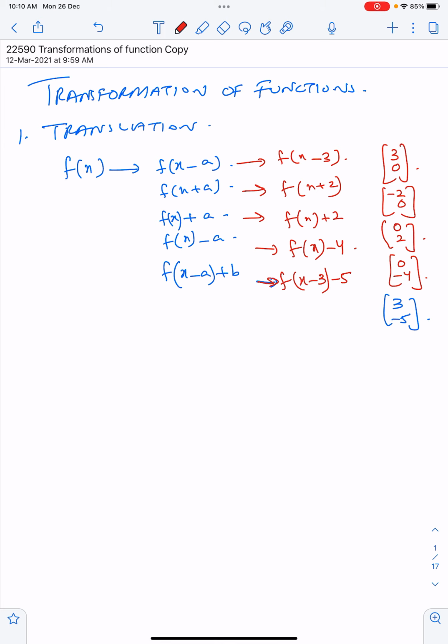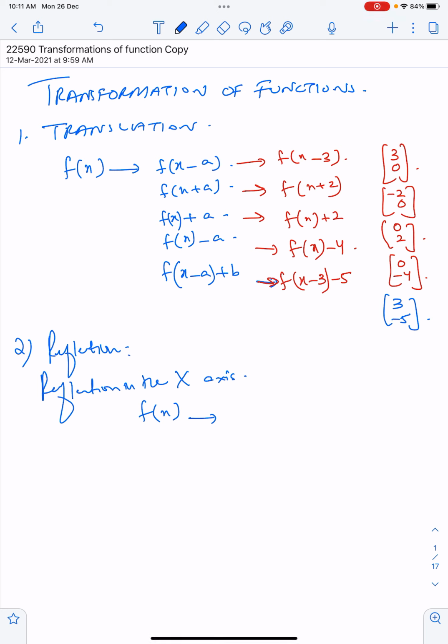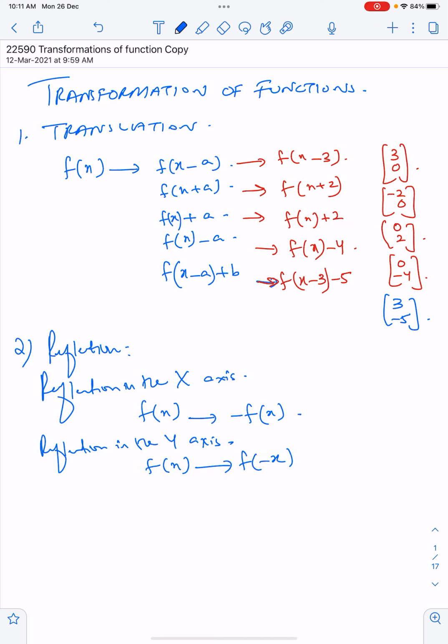This was translation. Now, if we move on to reflection, in this case we have one is reflection in the x axis. So, if f of x is reflected in the x axis, the resulting equation will be negative f of x, and the second thing is reflection in the y axis. If f of x is reflected in the y axis, the resulting equation will be f of negative x.